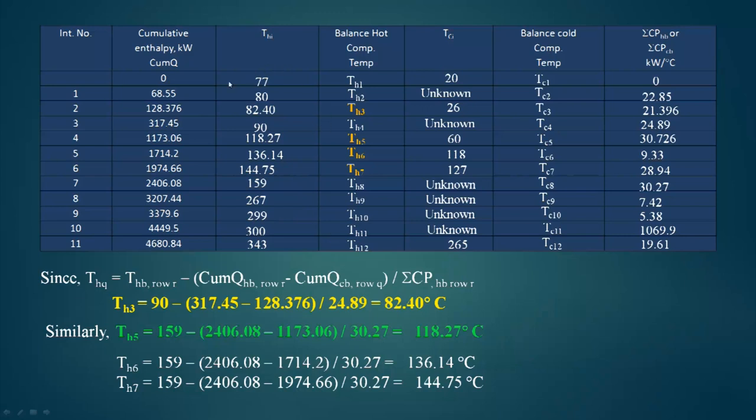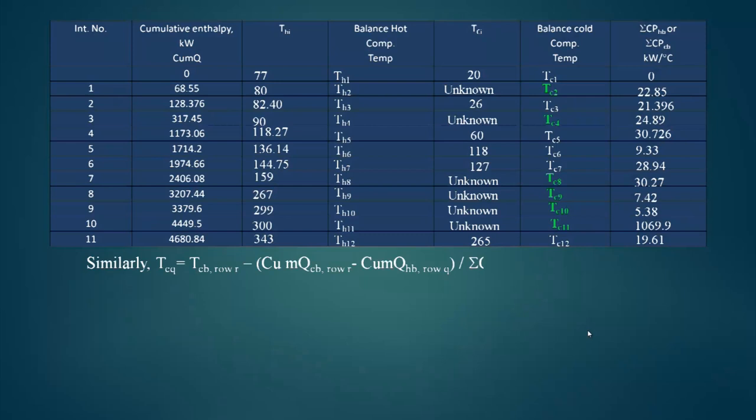Now, we have completed the unknown temperature values for the computation of area target for the balanced hot composite curve. The same thing has to be repeated for the balanced cold composite curve. So, the same type of equation is used here to compute the unknown temperatures of the balanced cold composite curve. This is an unknown temperature which is TC2, unknown temperature TC4, unknown temperature TC8, TC9, TC10 and TC11. So, the first attempt will be taken to compute the TC2 value.